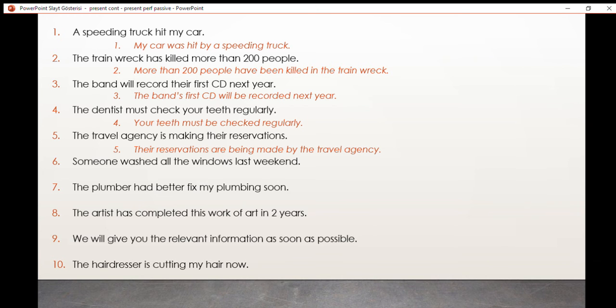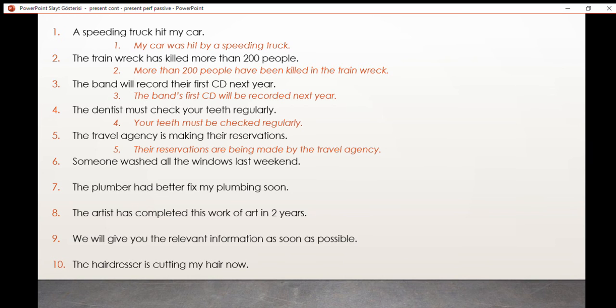The travel agency is making their reservations. Their reservations are being made by the travel agency. Now, here, because we don't know whose reservations, we didn't change anything. We said their reservations. And we added by the travel agency, but we don't have to. We can simply say their reservations are being made.